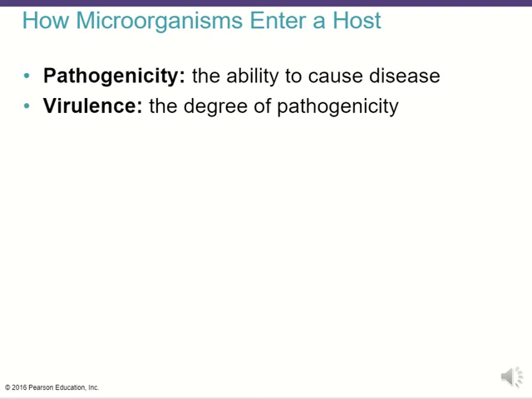Now, the term pathogenicity is the ability of something to cause a disease, whereas virulence is how effectively, or to what degree, that thing is pathogenic.